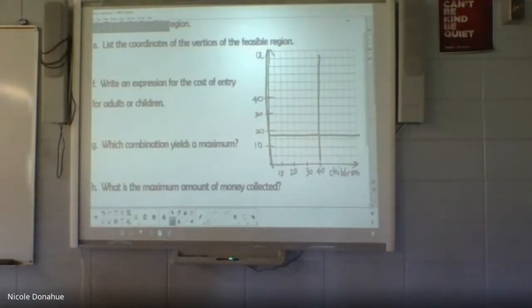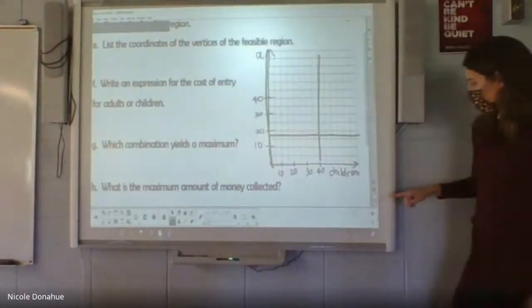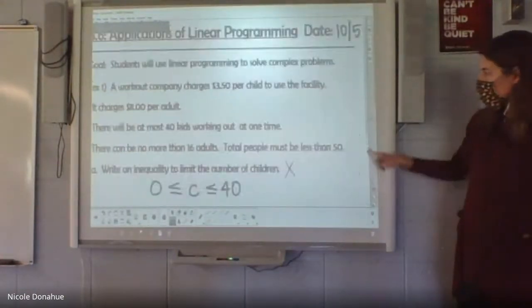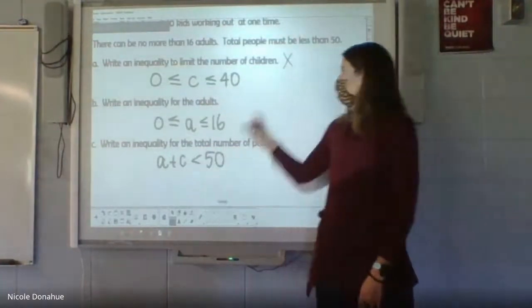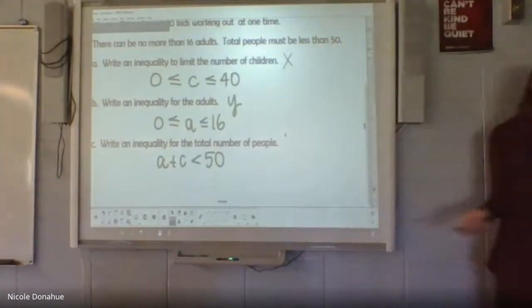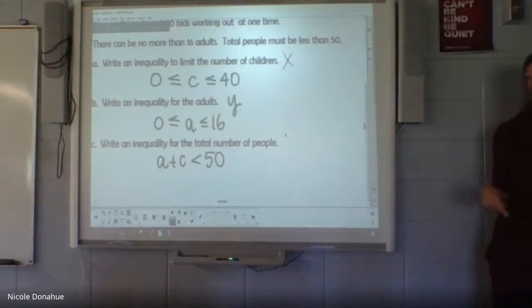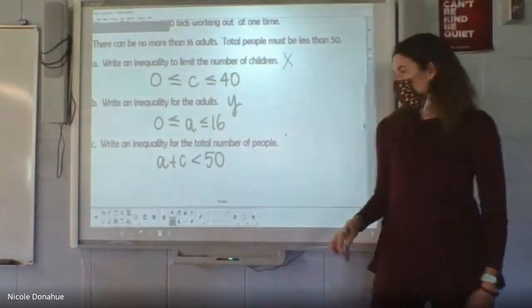You need to draw one more line. The other line is the combined totals together. So remember that you can't have more than 50 total people. So I have to think about how to graph that line. So I want to figure out how to graph this one. Now, this is the X. That means the adults are the Y. So I want to get the Y alone. So I want to get the A alone. So how do I get A alone? Subtract C. Subtract C.